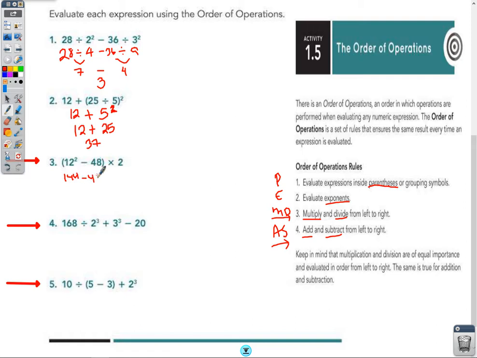I need to bring everything else down before I do anything else. So then I look, and the only thing left inside this parentheses is subtraction. So I'm going to do that next. 144 minus 48.